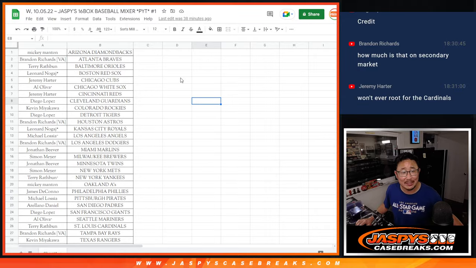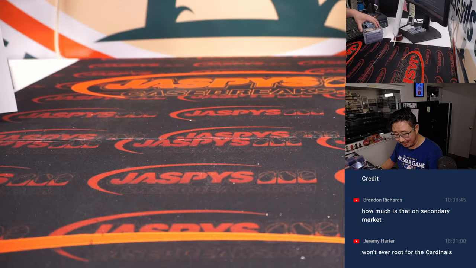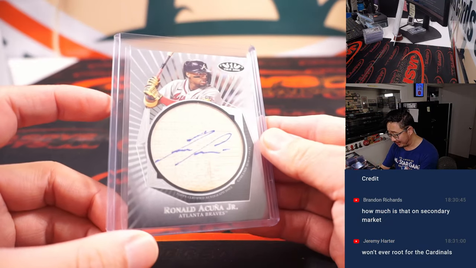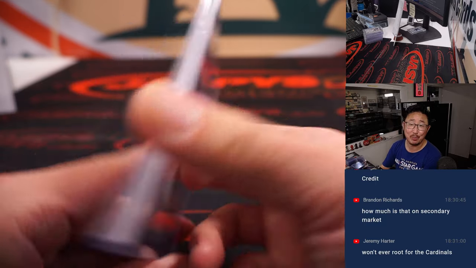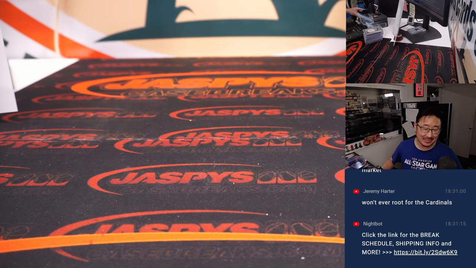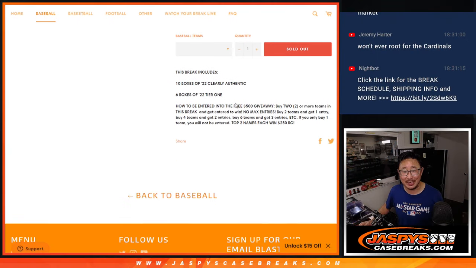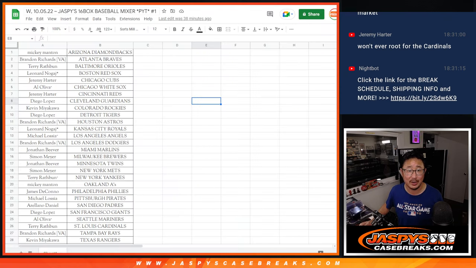I'm a dumb. I was so excited about this hit right here. That was the last hit of the break that I forgot to do the break credit. All right, so let's flip back over here. Let's go to the item description again. You got to buy at least two teams to be eligible for the break credit. Top two win $250 of break credit each. Big thanks to everybody for getting in on the action.